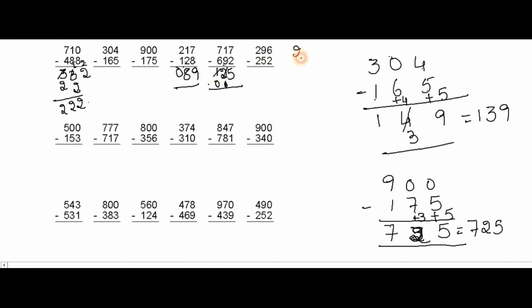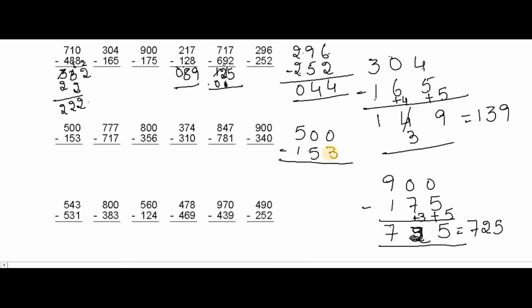I'll solve this here, 296 minus 252. 2 minus 2 is 0, 9 minus 5 is 4, 6 minus 2 is 4. Because it is a match combination, we can do it directly. And here 500 minus 153. As we all know these two are mismatch combinations, so we will not write the same number, we will write the previous numbers, right? So the answer is 347.